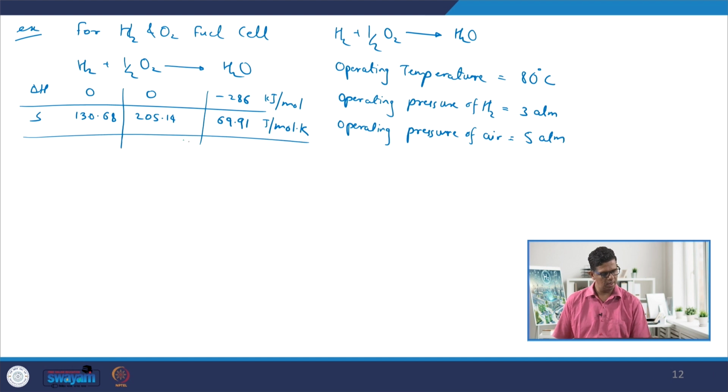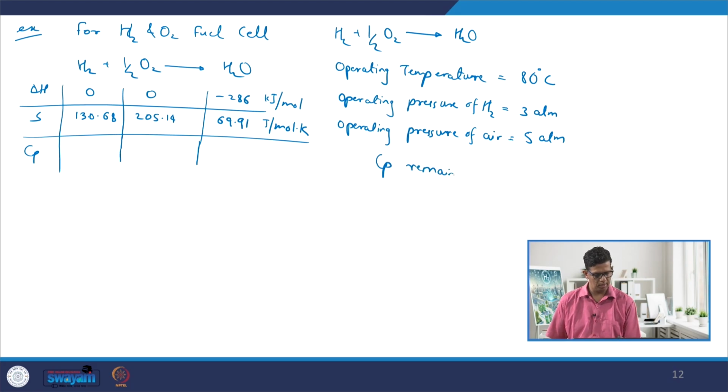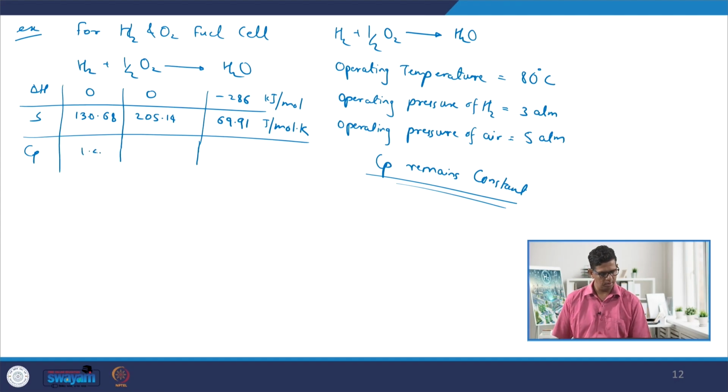And let us also list out the Cp's. Since they are independent of temperature, we have assumed Cp to be constant. So I have taken Cp to remain constant in this case, just to examine its effect on the Nernst potential ultimately. So this will be 1.4 and this is 0.925 and this is in 4.186, right. So let us go ahead.